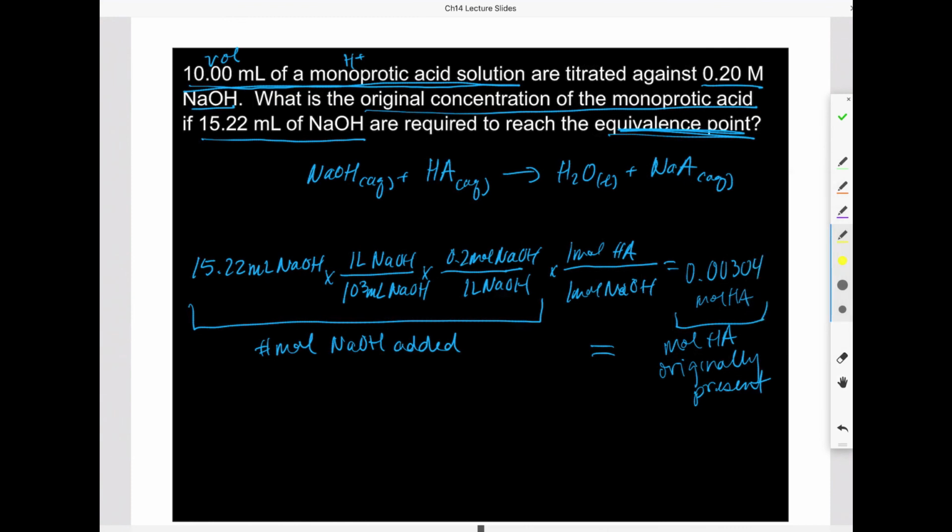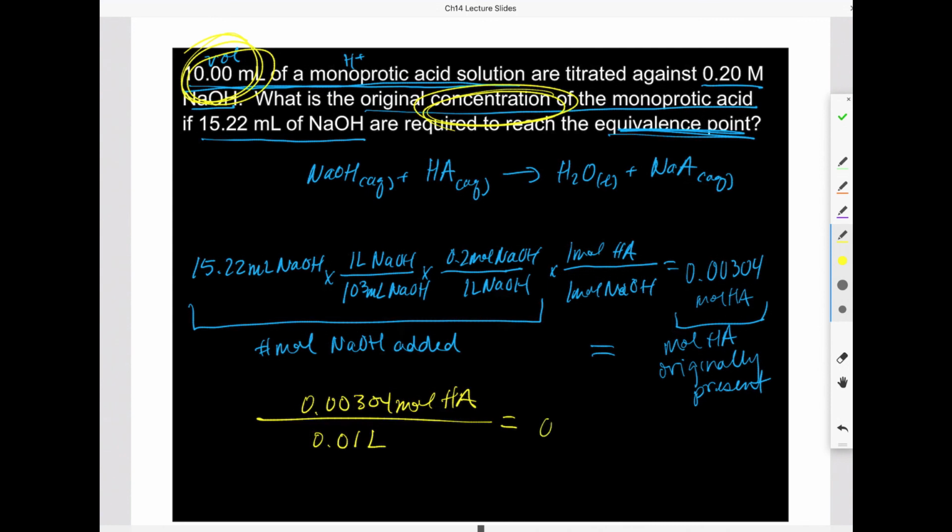Now, going back, the question isn't asking for moles, it's asking for the concentration, which is what unit? Molarity. So I'm going to take my moles of acid, and to turn that into molarity, I'm going to divide it by the volume from which they came. If I want the original concentration, I'm going to divide by the number of milliliters from which they came. I think I said moles, but you know I mean milliliters. That is the actual answer. Does that make sense?